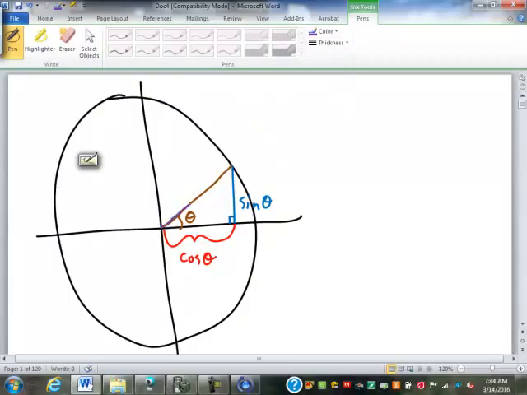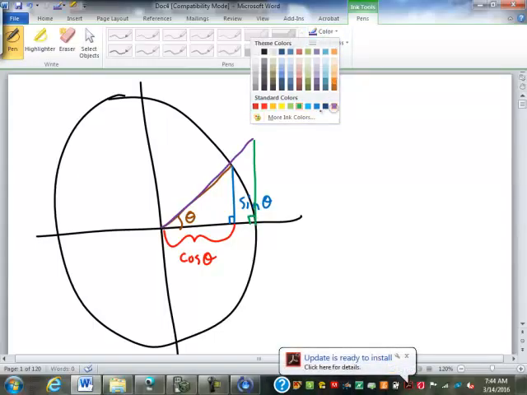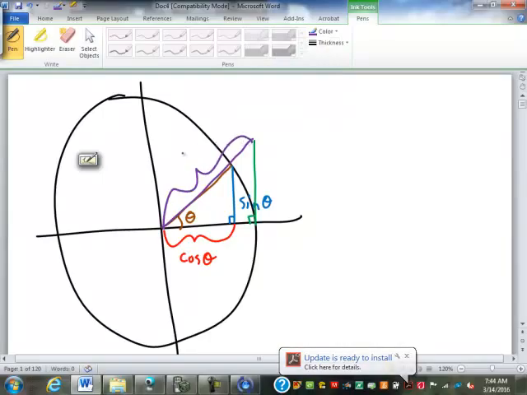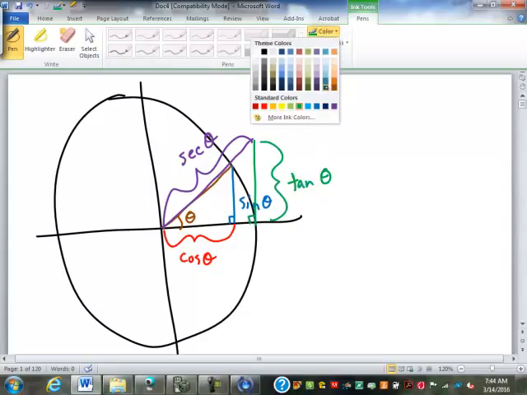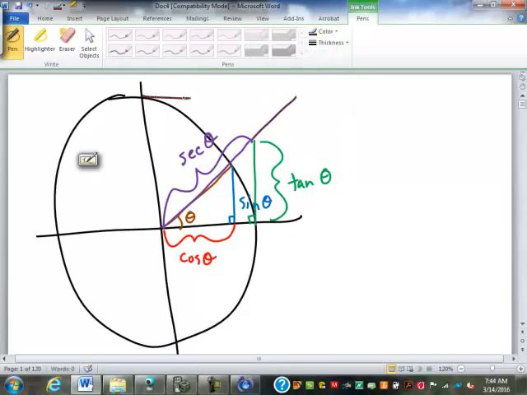Now if I extend this out like that, I've got to draw another line to intersect it like this. Of course, this is at a right angle to the radius. This purple one here is called the secant. And the green one is the tangent of theta. Now the cotangent and the cosecant would be up here. This would be the cotangent of theta, and then out to here, that would be the cosecant of theta.